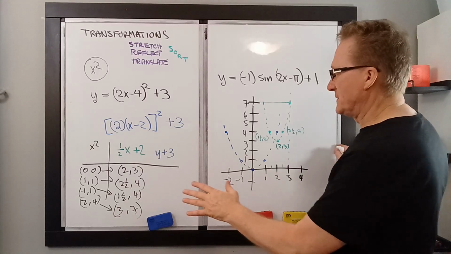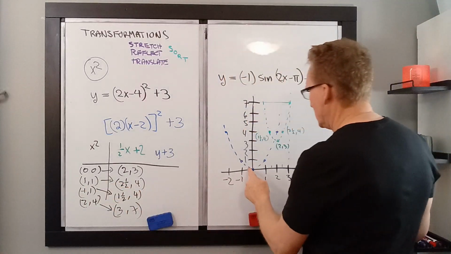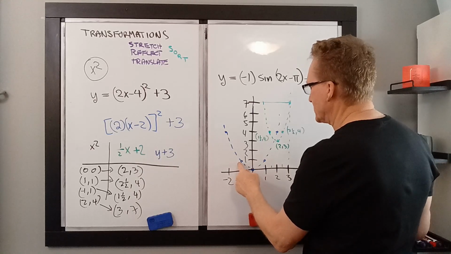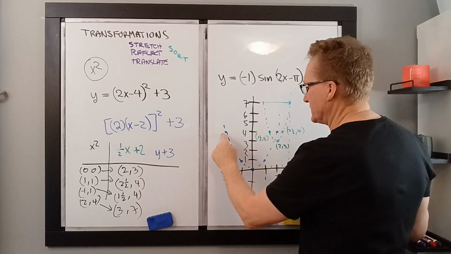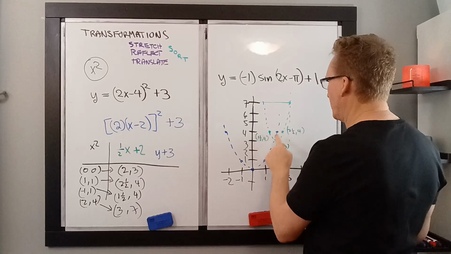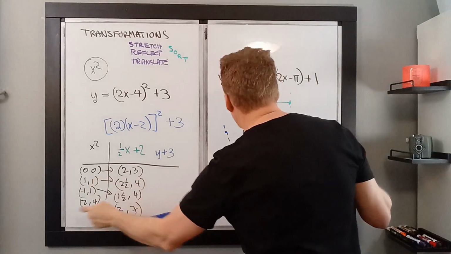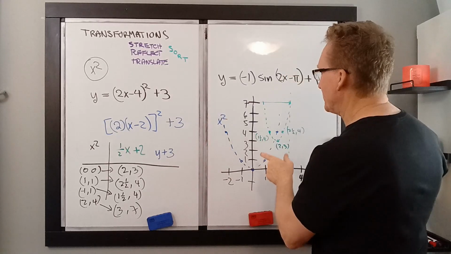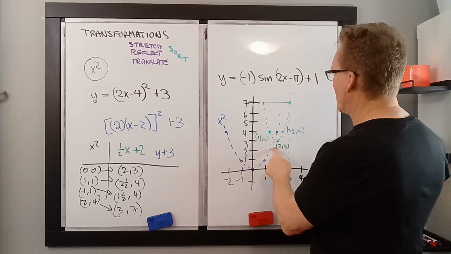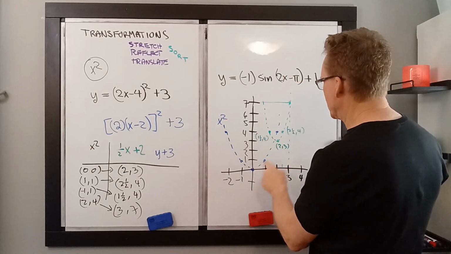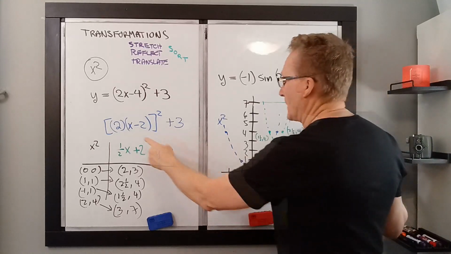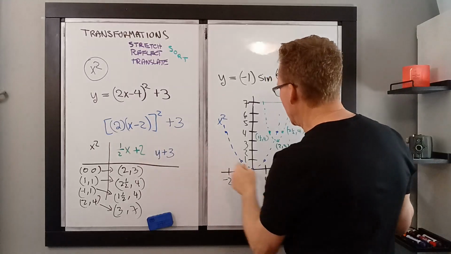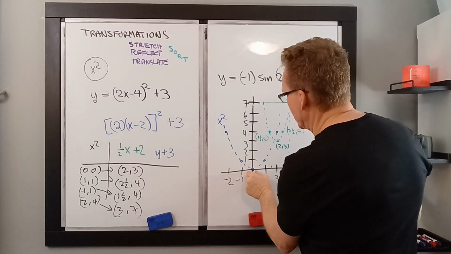All right, I have taken these points here, 0, 0, 1, 1, minus 1, 1, and minus 2, 4, and 2, 4. So the blue is the original here. This is the x squared. And then I've taken this green here, and I've drawn this up here as well. So this point 0, 0 becomes the point 2, 3. Notice we shift to the right by 2, and there's really no stretch because we did the stretch first and it's right around this point.